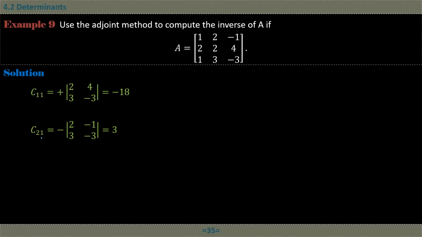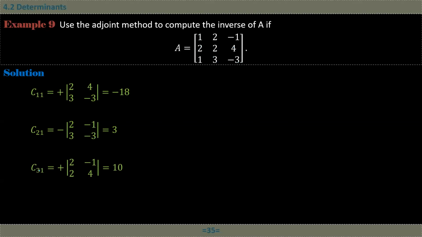And how about C21? Actually, 2 plus 1 is 3. Negative 1 to the power 3 is negative 1. That's why here we have minus. You just write one sign, and we don't have to mention this each time, because the sign alternates, plus, minus. So anyway, here's C21. That means that we need to delete the second row and the first column. So here we have 2, minus 1, 3, minus 3. And evaluating this, we get 3.